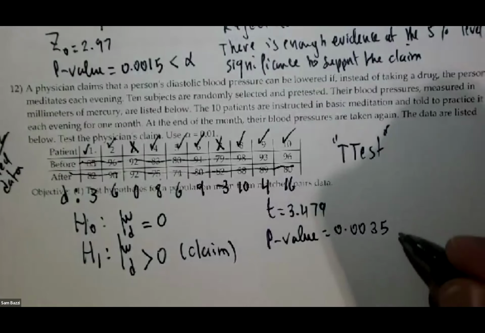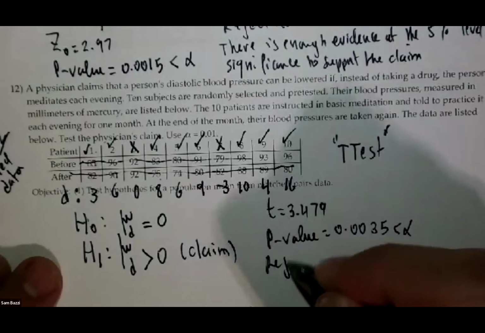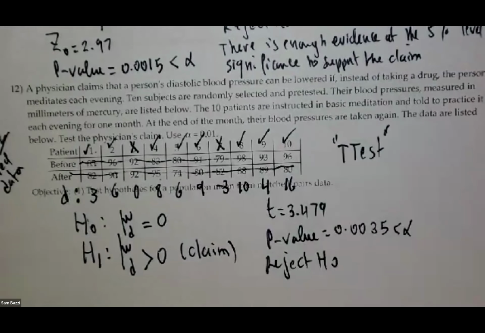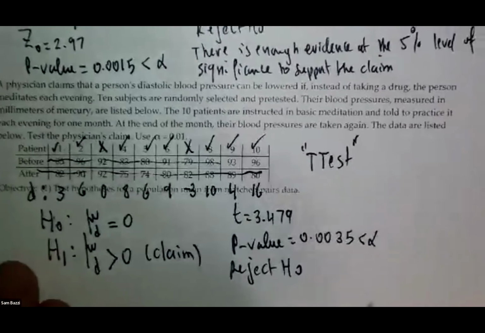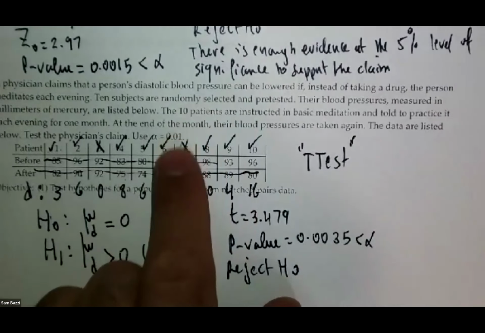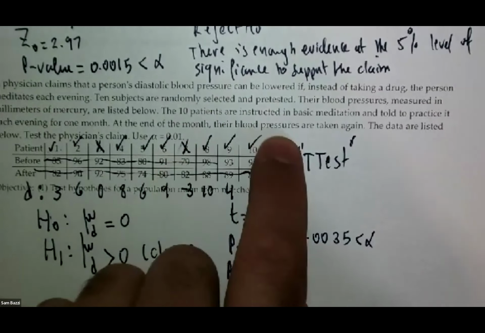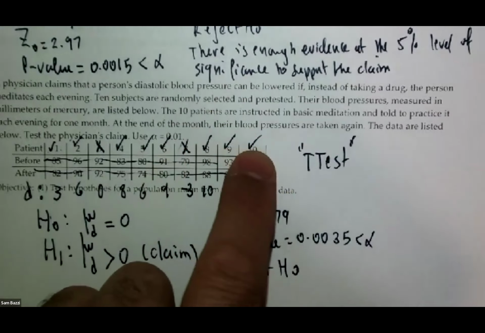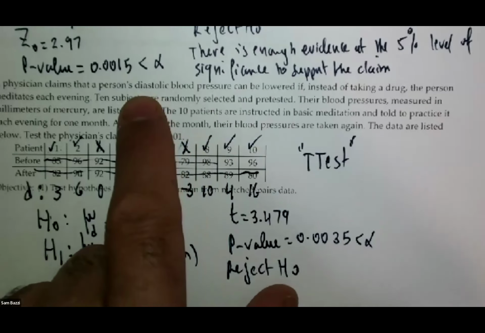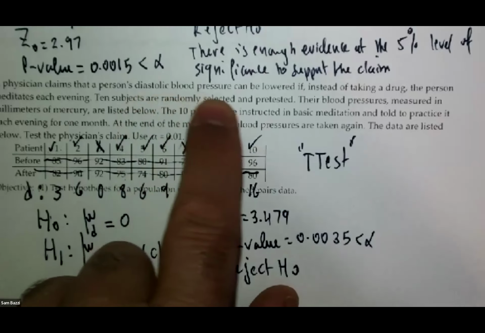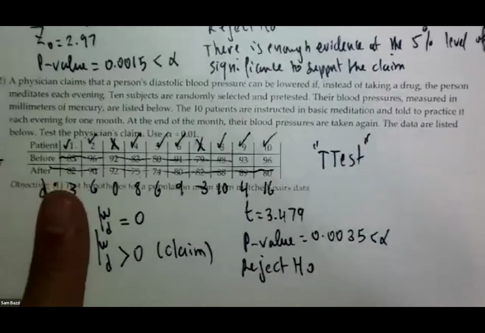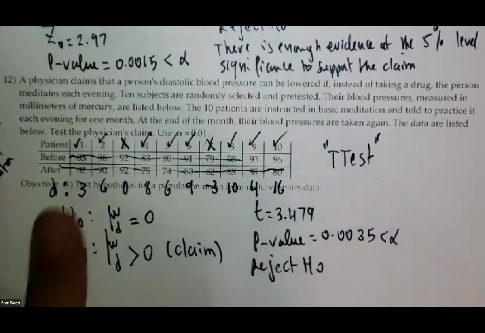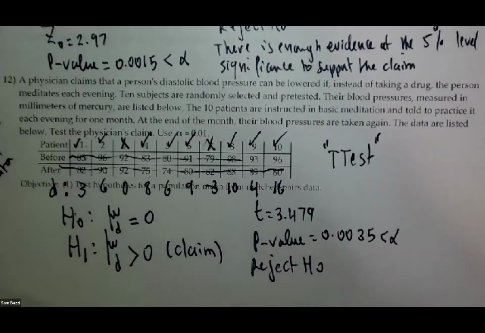Which is less than alpha. Reject H0. So it's not a good day today for H0. Been rejecting H0 all the time. If you reject H0, what do you say, guys? There is enough evidence at the 1% level of significance to support the claim that a person's diastolic blood pressure can be lowered if, instead of taking a drug, the person meditates each evening. That's what you write down. If you use StatCrunch, guys, let's do this with StatCrunch.